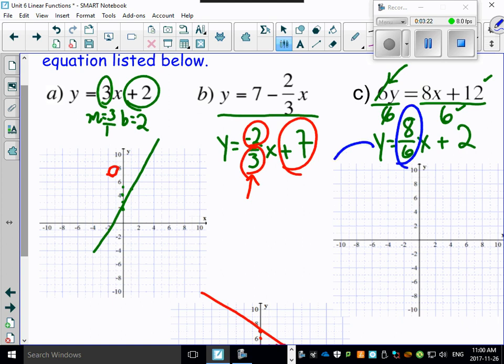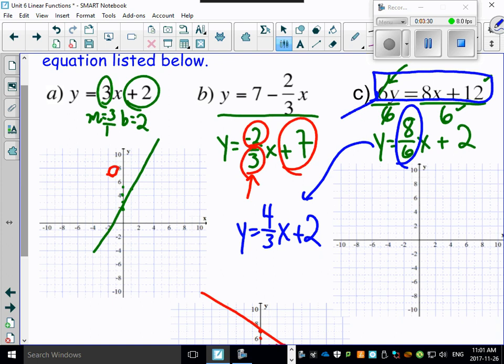So let's just write it down over here. y equals 4 over 3x plus 2. There's this original equation now written here. Got it? Okay, so let's do it. Plus 2. That starts with 2 right here. Rise of 4, run of 3. Rise of 4. 1, 2, 3, 4. Run of 3. 1, 2, 3. And there's your line. Beautiful.